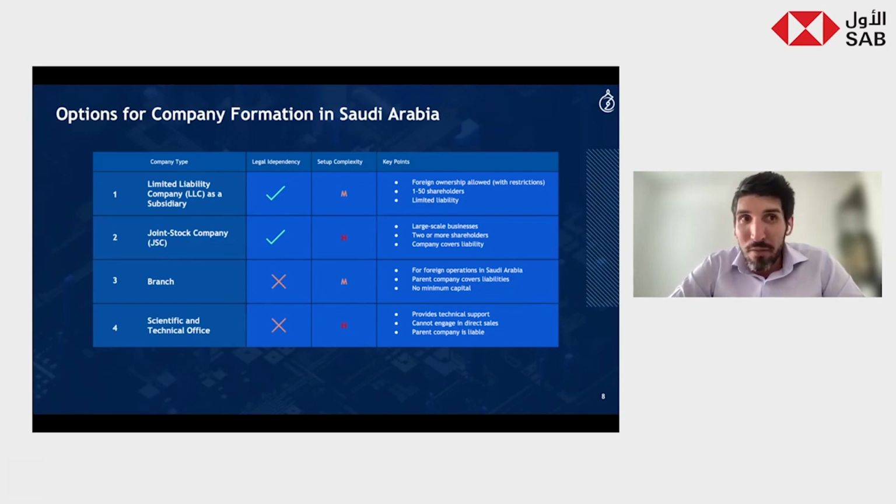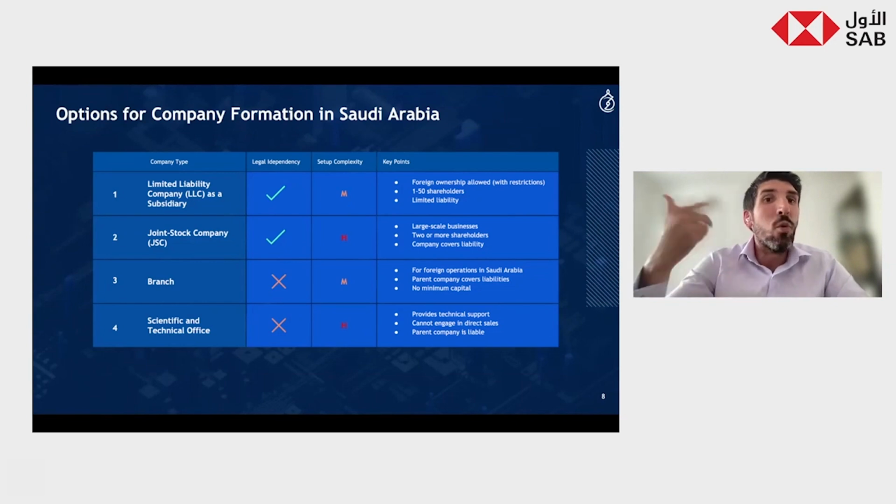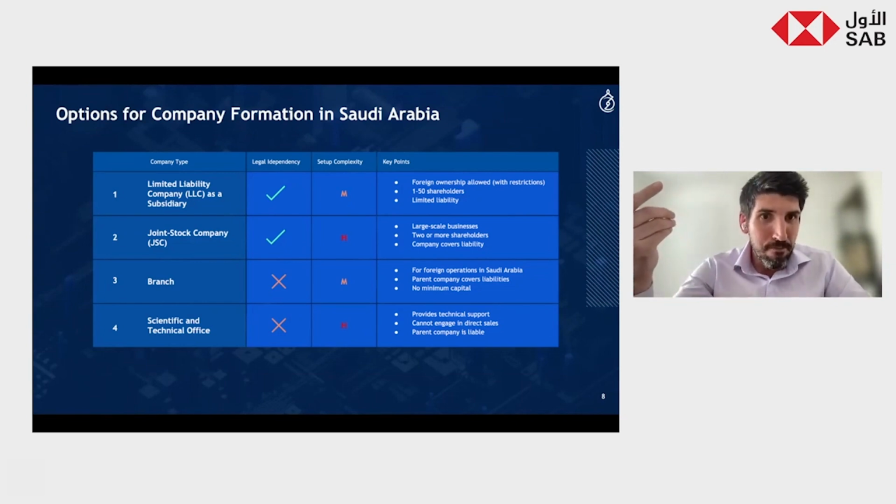You have the branch option. This is very similar in terms of setup to the limited liability company. The difference is you will not get your own articles of association. It will be linked to the parent company. Again, no minimum capital investment is needed, but liability will fall on your parent company.